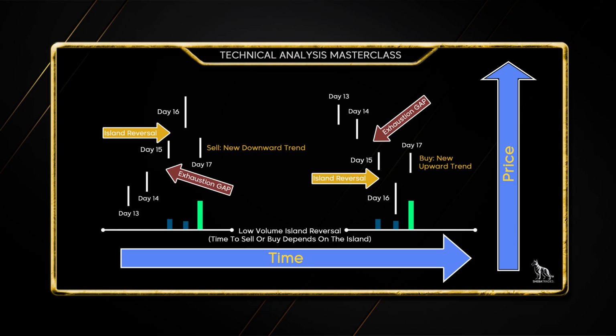We're going to watch to see what happens on day 17. What happens on day 17? The price goes back up significantly. We see that high volume. We see that we have an island reversal, but actually it's going in the other direction. We want to buy on that. So now we're seeing a new uptrend that is forming, and this would be a great buy signal, kind of confirming with that volume that we have an island reversal going in the opposite direction.